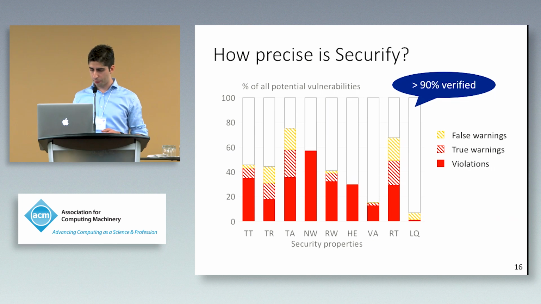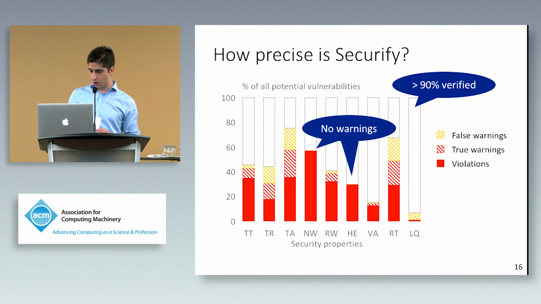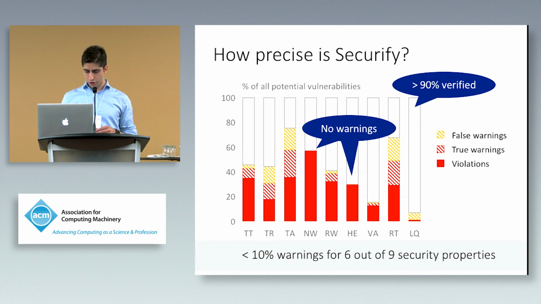Another thing we observe in the result is that for some of the properties, the system is actually very precise, and it can always match one of the two patterns, resulting in no warnings in this case. Overall, for 6 out of the properties we considered, there were less than 10% warnings, meaning that the patterns actually match in many of the common cases.